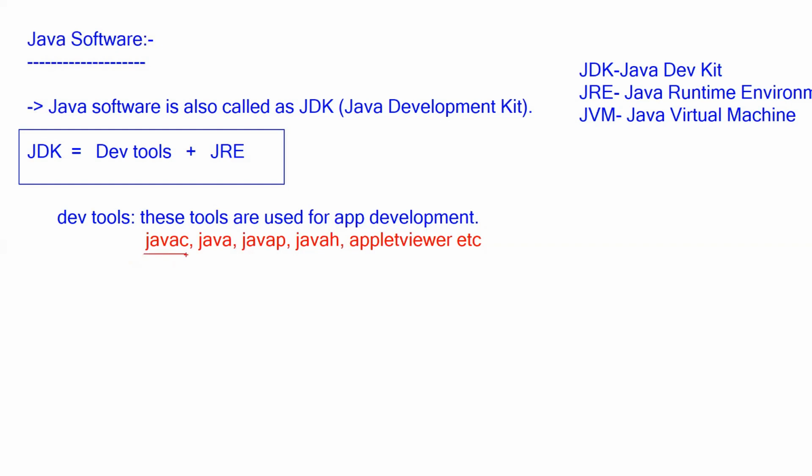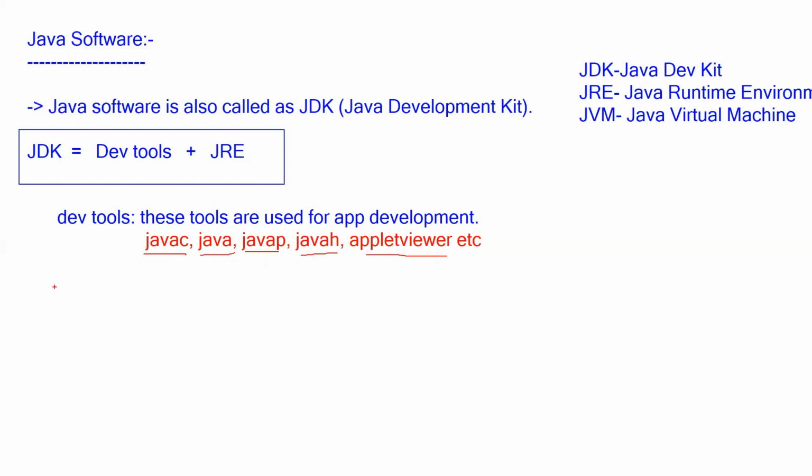javac is nothing but the Java compiler tool. java is the execution tool, javap is the disassembler tool, javah is the header file generator, and appletviewer is the applet executor. So these are the tools used in developing different types of applications. All right. Now let us try to understand JRE.